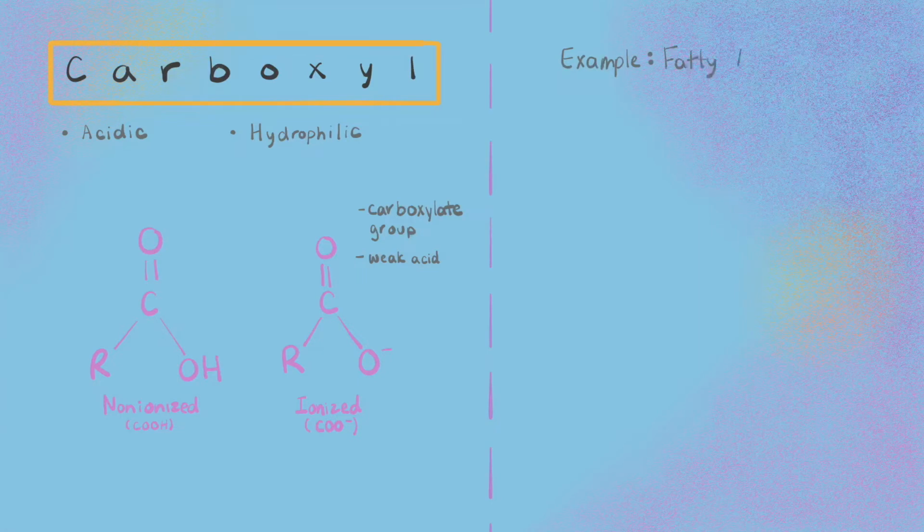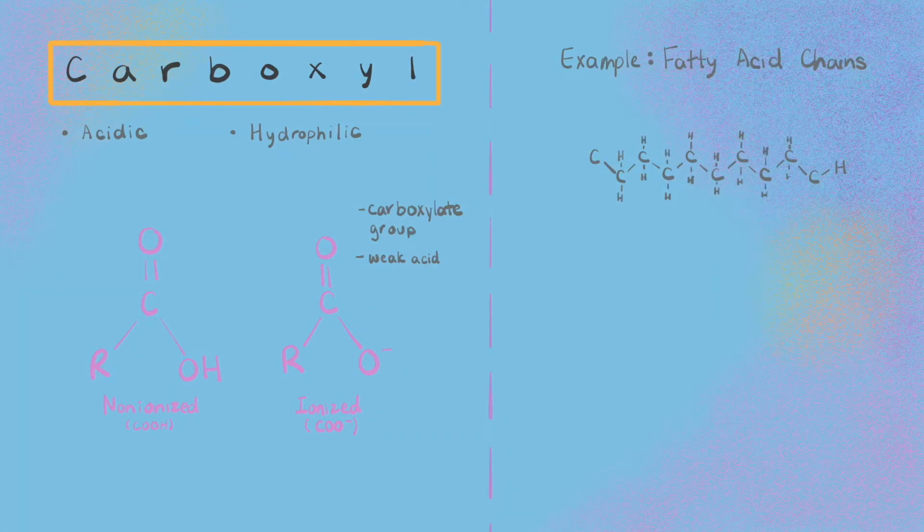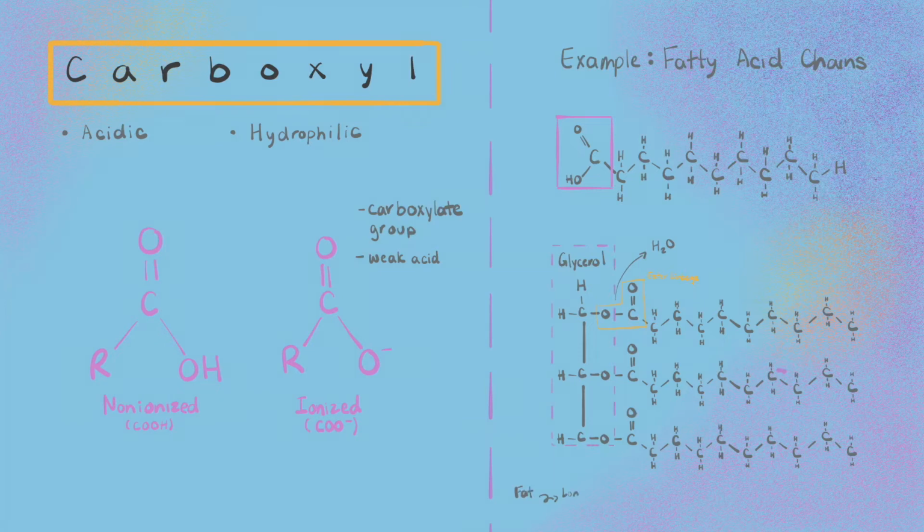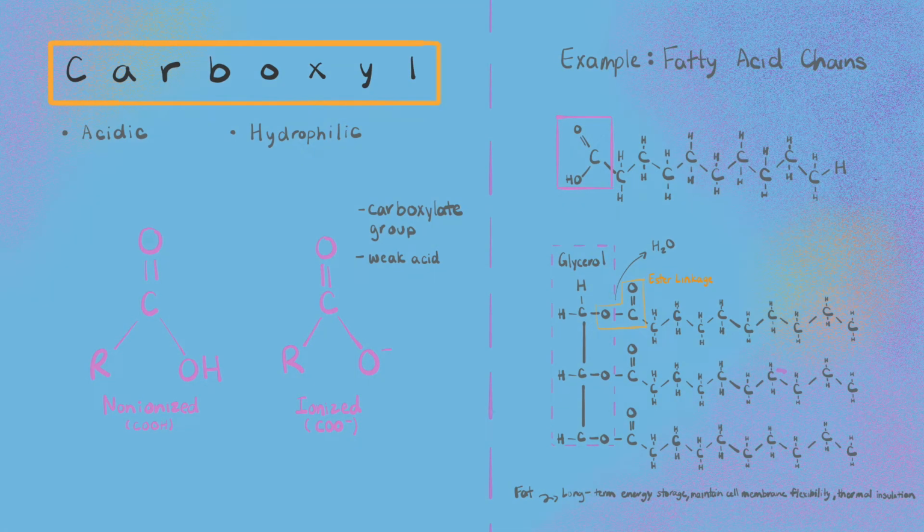Carboxyls are found on the end of fatty acid chains. Through esterification, they can bond with a hydroxyl group on glycerol. The carboxyl group makes it possible for glycerol to become mono, di, or triglyceride. This overall structure makes fat, which is important for long-term energy storage, keeping cell membranes flexible, and thermal insulation.